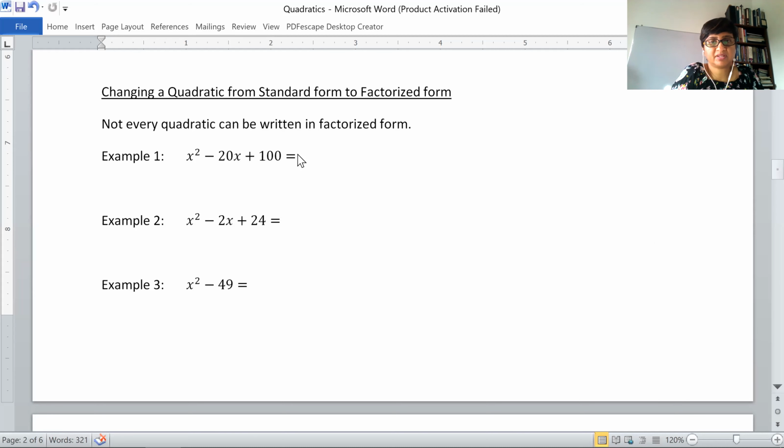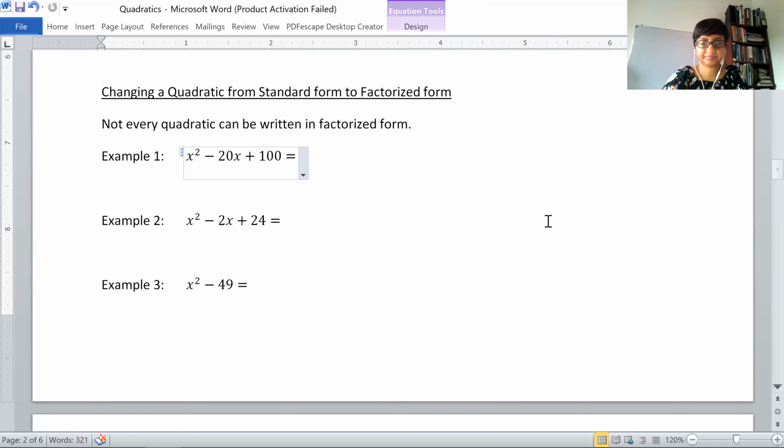So can someone tell me the factors of the first one? What are the two factors? X. Two factors of 100 that add up to minus 20. You have 10 times 10, you have 25 times 4. Which one works? Yes, minus 10, minus 10.